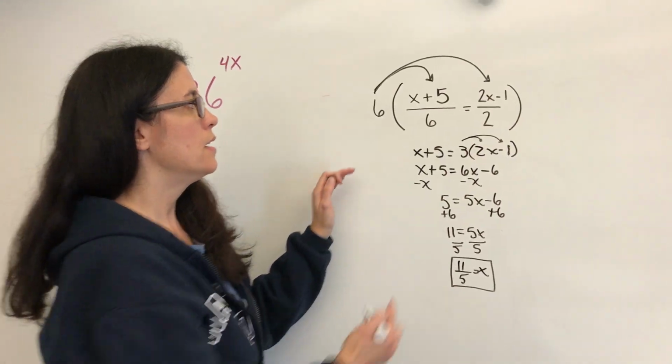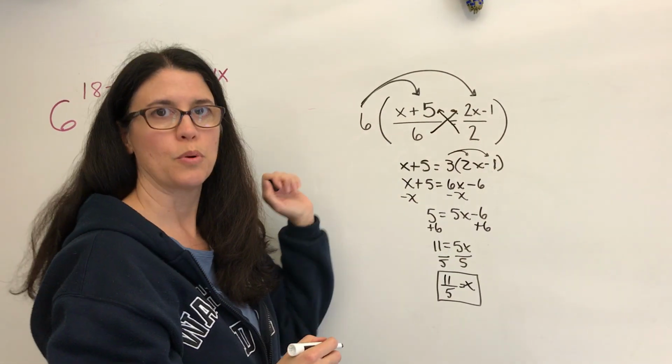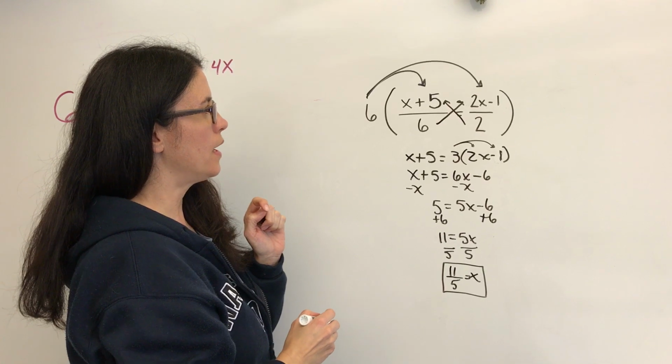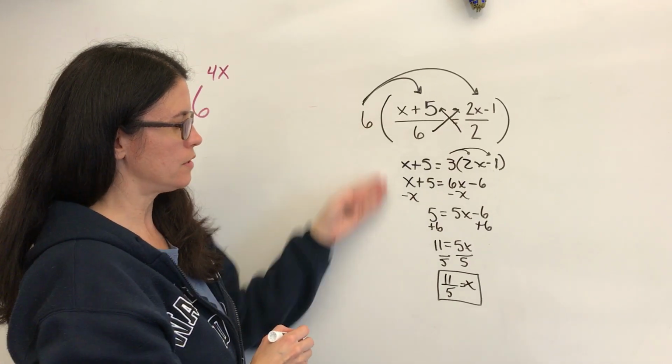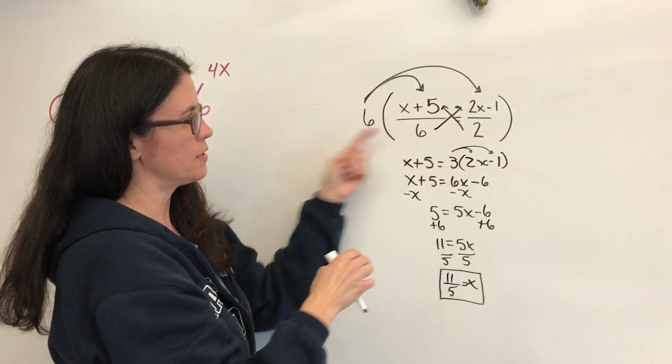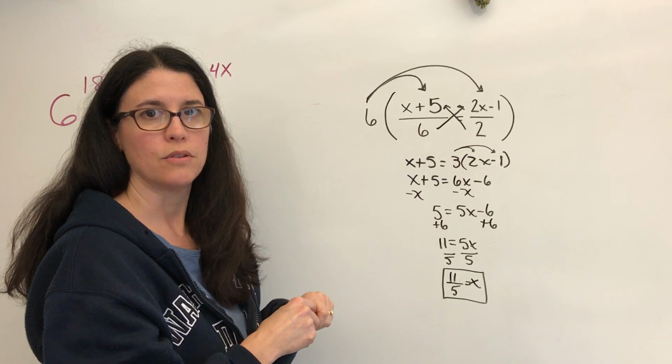Some of you, when we talked in Mrs. Bear's class today, talked about how you could also solve this with cross products because it's a proportion. And that would still work the same way. You'd still get the same answer. It'll look a little bit different because of the common denominator, but you'll get down to the same answer. So that is another method you could use.